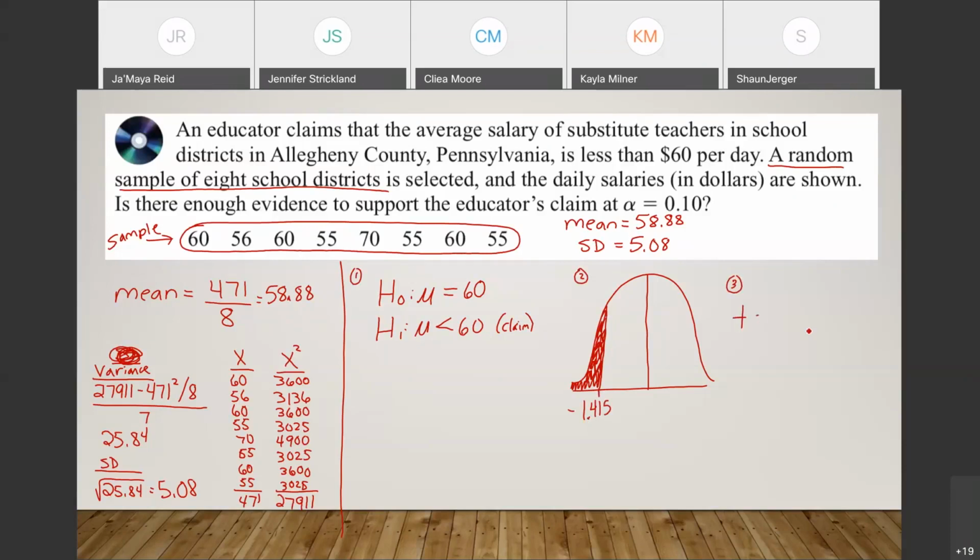All right. Formula. So I know the 60 goes on the back side because that's the one in the hypothesis. So the one we calculated, 58.88, goes first. Standard deviation, we said 5.08. And sample was 8. Good. Okay. So I get negative 0.62.